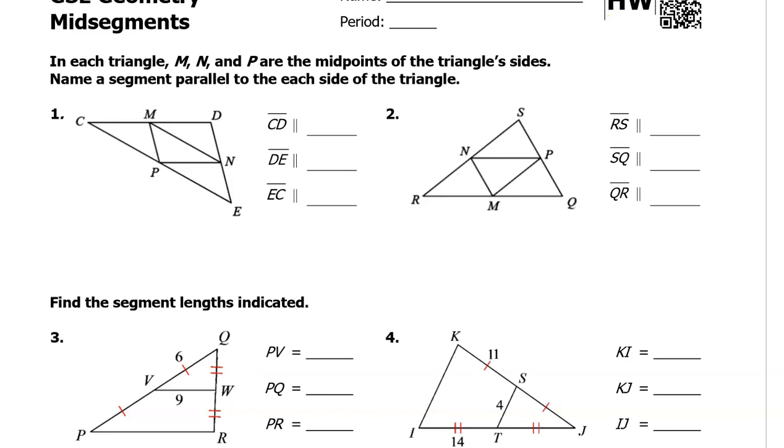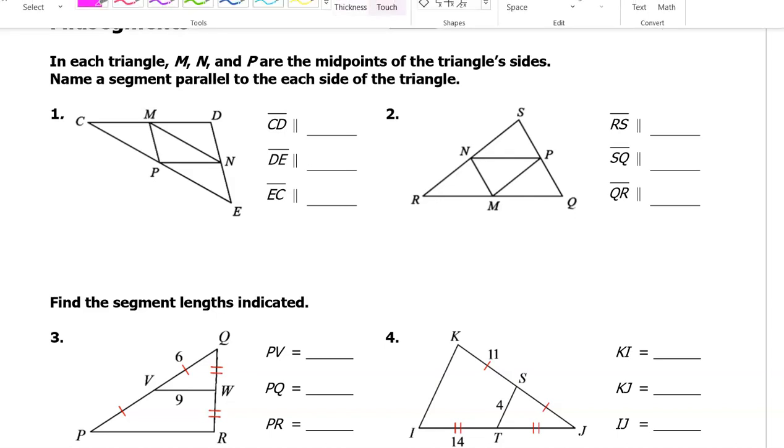This video is about something called midsegments. Midsegments connect two midpoints on a triangle. In the directions, we are told that points M, N, and P are all midpoints. That means that segment MN and PN and MP are all midsegments.